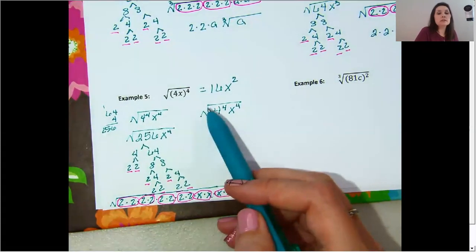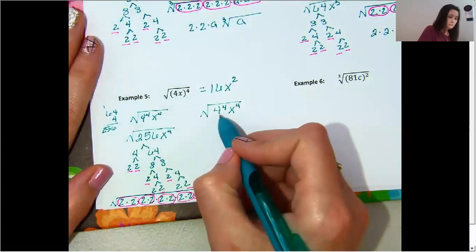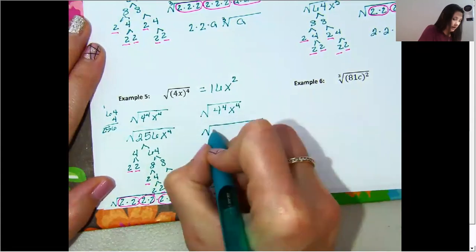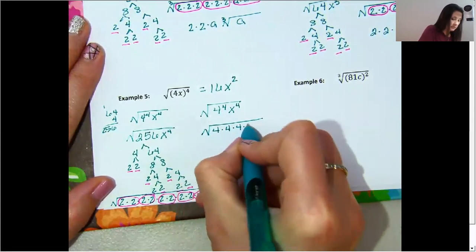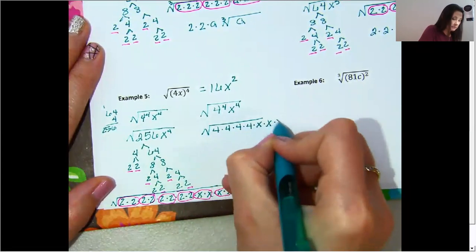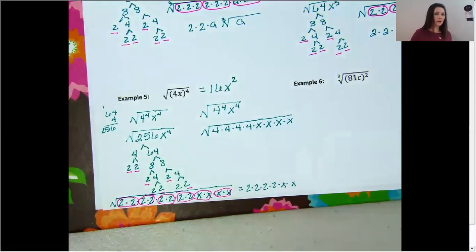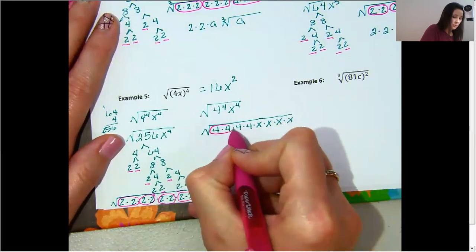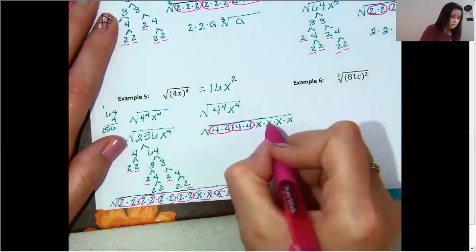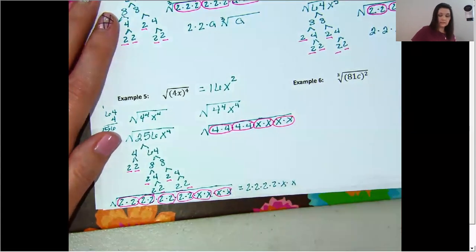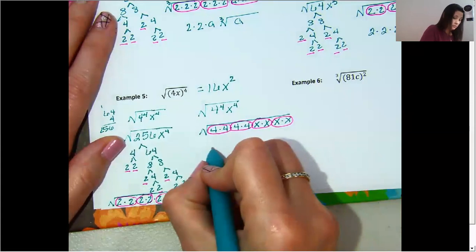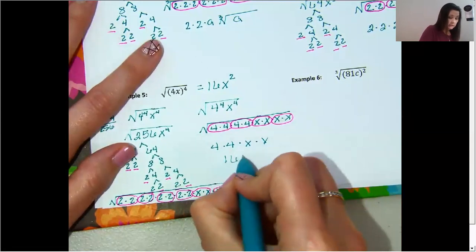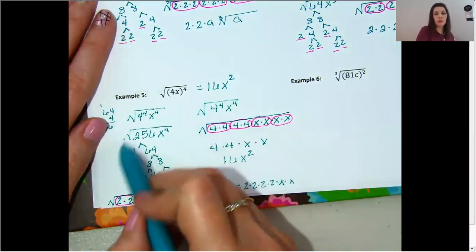Notice that we are finding the square root of 4 to the 4th. Well, if we were to write this out, we have 4 times 4 times 4 times 4 times x times x times x times x, right? Well, we can already do 2 groups of 4 here. We really didn't need to factor it all the way down to prime numbers and do all that extra work, okay? So in this case, we end up with 4 times 4 times x, which gives us 16x squared, the same answer we had from doing it the long way.